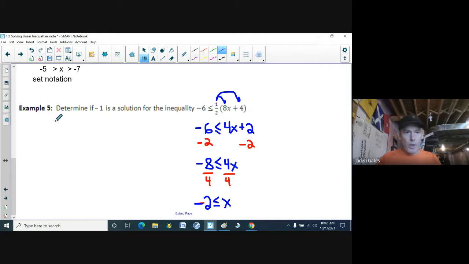Which I could actually rewrite. This is what I love about inequalities in math. You can read inequalities left to right or right to left, because I could also write that as x is greater than or equal to -2.